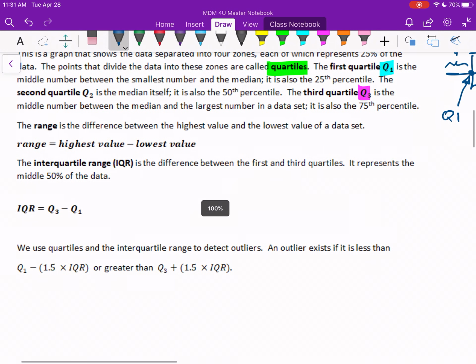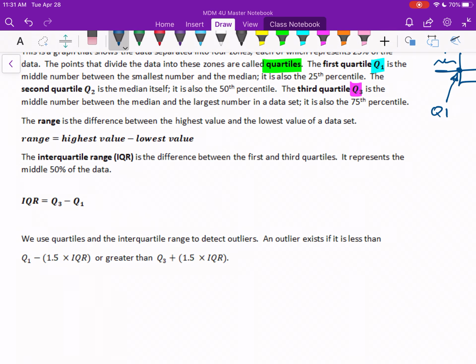Jumping back up to the top yet again. We also have the range. The range is the difference between the highest and the lowest points. It's a crude calculation. In other words, it's not very accurate, but it gives us a little bit of an idea of what the spread is.